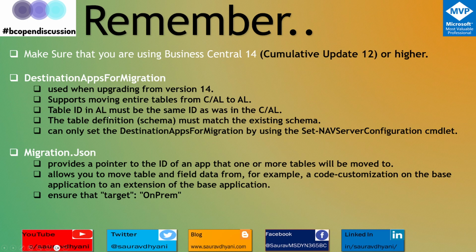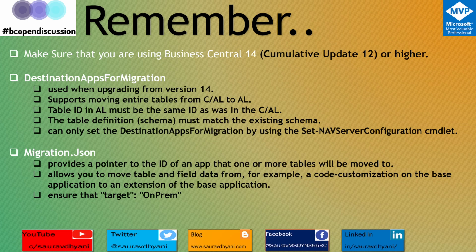The table ID in AL must be the same ID as it was in CAL. And the table definition, which is the schema, must match the existing schema. You can only set the destination app for migration by using Set-NAVServerConfiguration, because in the latest version there is no administration panel, so you need to set this property for moving the data for the new tables by using Set-NAVServerConfiguration.